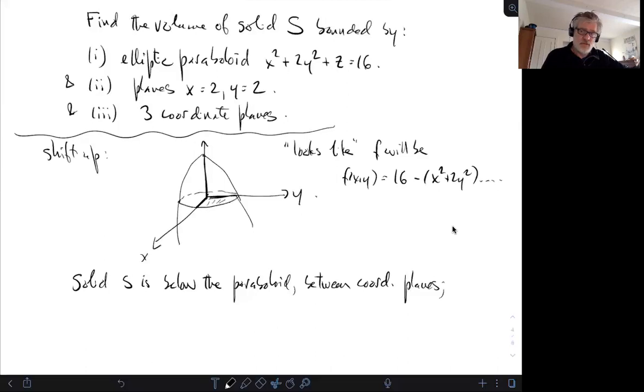This is where online teaching is not so good, and here I'm having a lot of trouble. So we need to find the rectangle. This will be given by the planes x equals 2 and y equals 2. So let's see, I'm going to redraw this thing.